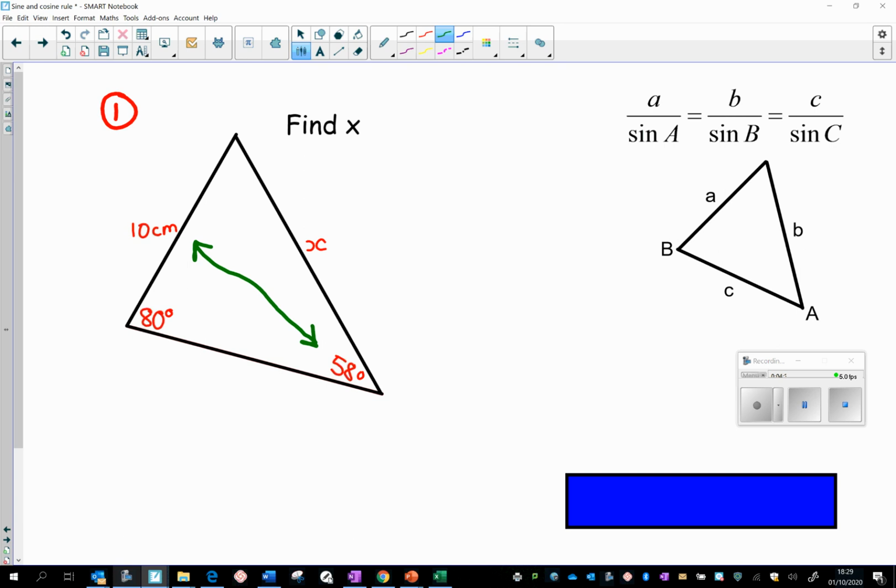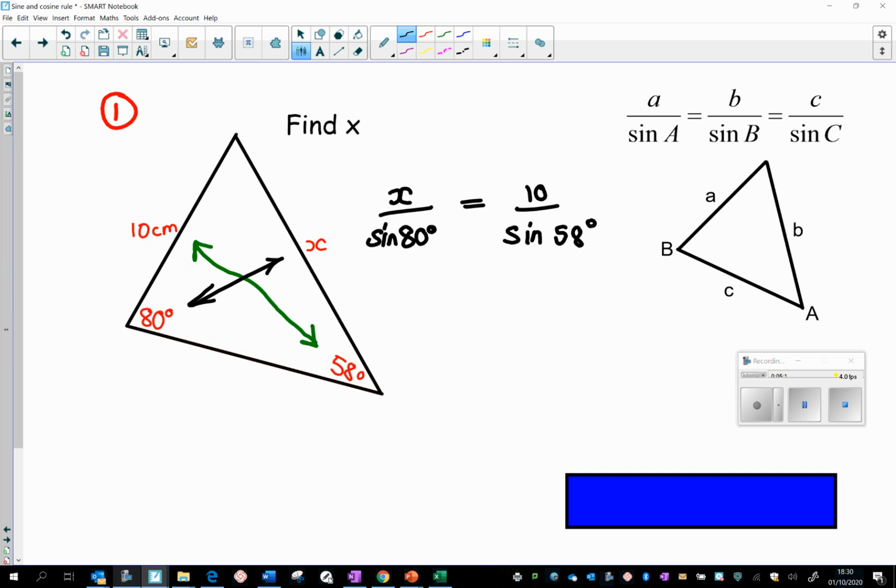Okay, so the easiest way to set this up is as follows. You don't actually even need to label the sides. The side that we're looking for, which is x, divided by the sine of the angle opposite. Well, the angle opposite is 80, so we divide by sine 80 degrees, and that will equal the other length, well, that's 10 divided by the sine of the angle opposite that one. Well, that's sine 58 degrees. So that's the sine rule. That's what the sine rule looks like in this case.